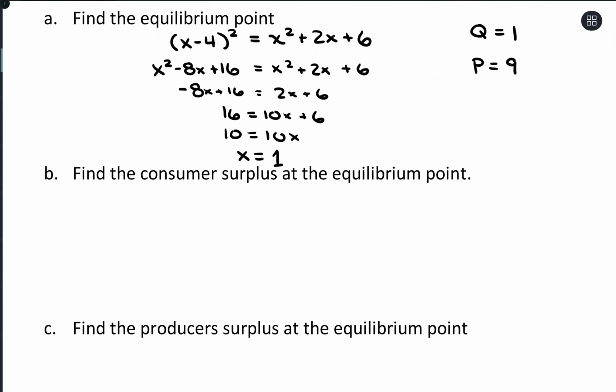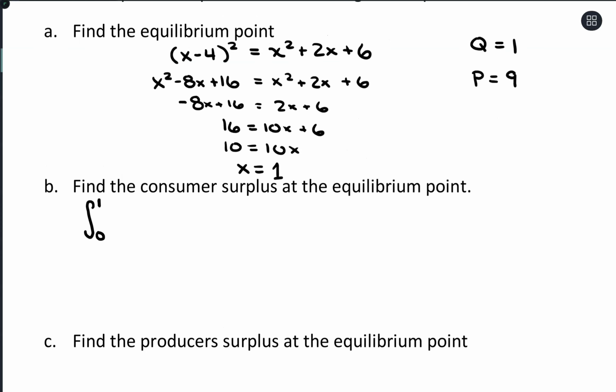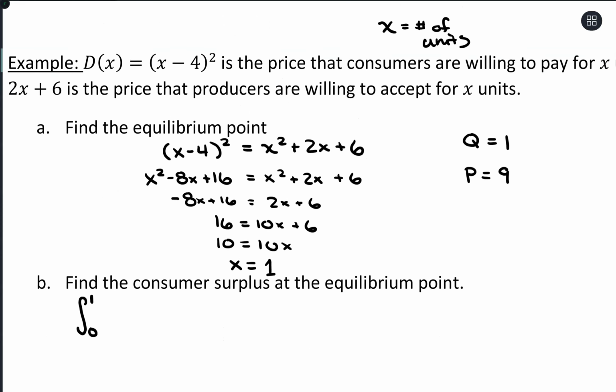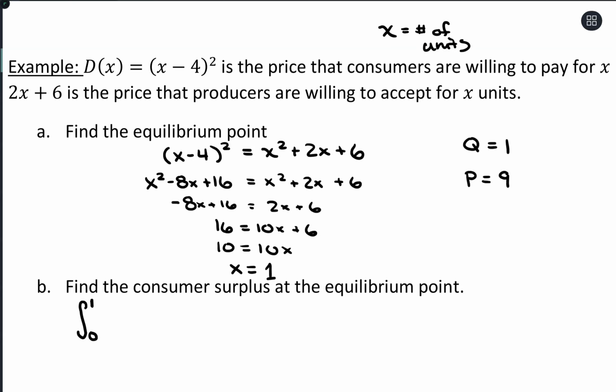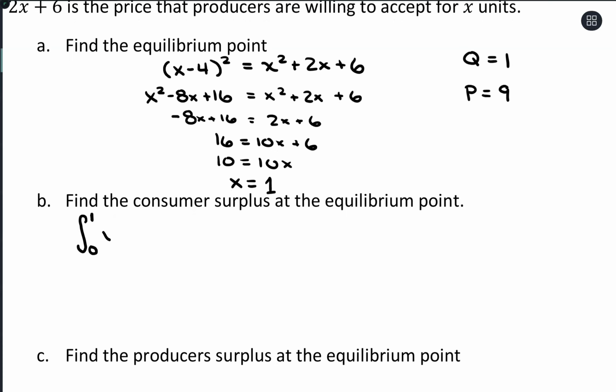For the consumer surplus, we want to use the demand function. So we're going to take the definite integral from 0 to q, which we just found q is 1. And we're going to use our demand function, so the x minus 4 squared. We could leave it in that form. I'm going to go ahead and use the FOILed out form, so x squared minus 8x plus 16. It would be fine either way, but this is a little easier.